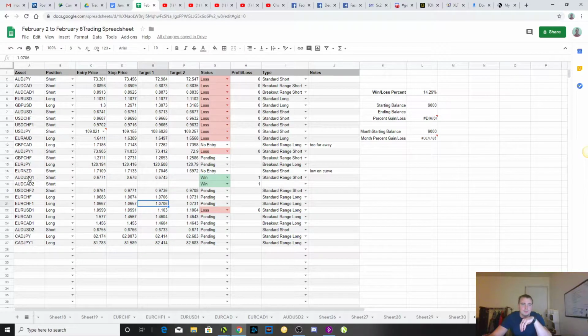So, both these trades were winners today. Maybe we won the Aussie dollar yesterday, but the Aussie CAD I just closed out. Nothing really much to show on that. The euro was a loser today, unfortunately. I think it smoked this week real bad. Our winning percentage went up though. So, that's good. It's not that good, but it's good.